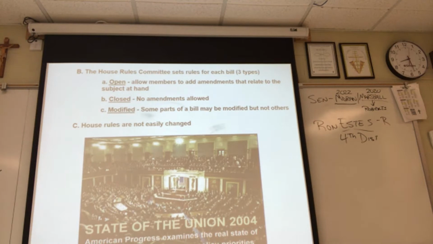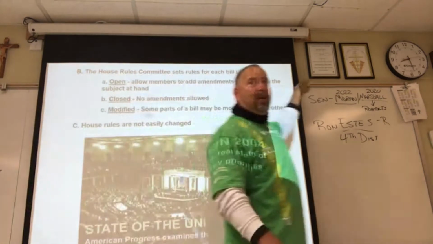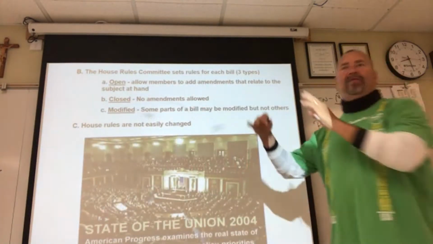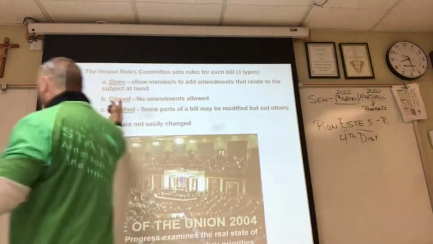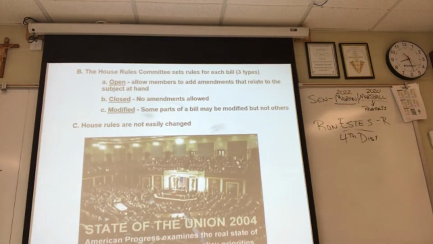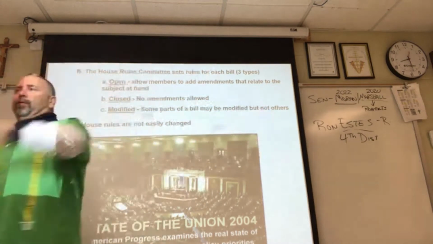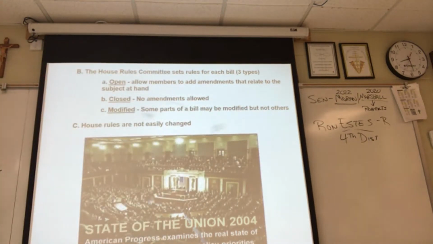But in the Senate, woo, they bring home the bacon. They can add whatever they want to these bills that have nothing to do with the bill. But in the House, it has to relate to the subject at hand. Okay, to add additional things to it. Okay, closed. Look, here's what the committee did. There's no changes to this bill. We're going to vote on it the way it is. Make sense? Modified, only some parts of the bill may be modified, others will not. Okay, so these rules are strict, not easily changed. Because you got 435 people, man. Yeah, you can't allow too much.